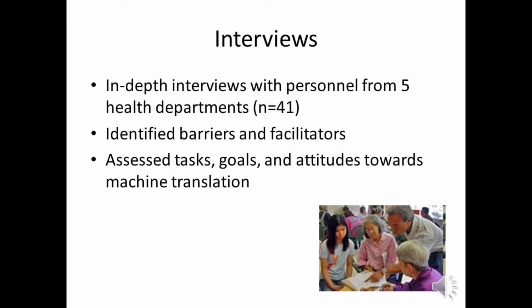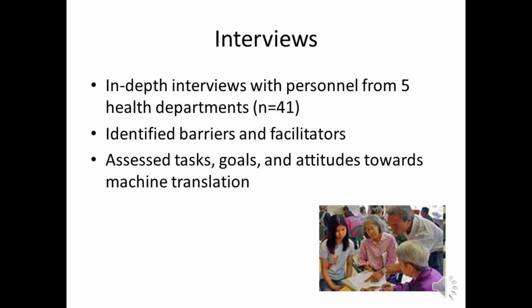An area of interest of mine is really how to integrate technologies into the workplace, in particular into public health practice. And to do this, we did in-depth interviews with people involved in translation in health departments across the state. We asked people about what tasks they perform, what kind of work processes, how they tracked how long it took to translate, as well as the cost associated with translation.